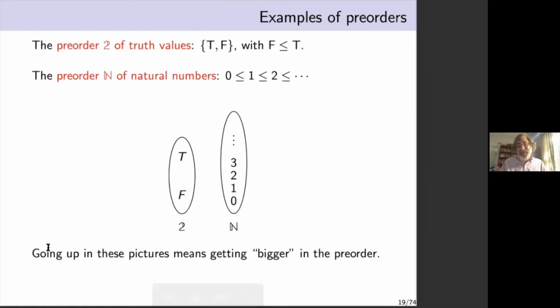So here's one example. The preorder of truth values is like this. The preorder of natural numbers looks like this. They don't have to look like lines, and you'll see in a minute. And upward is bigger. So usually I would think of false as below true, and 0 is less than 1 and less than 2, etc. So this is how they usually go.